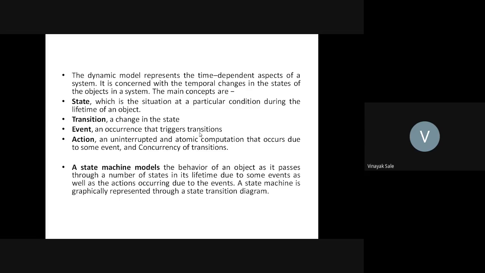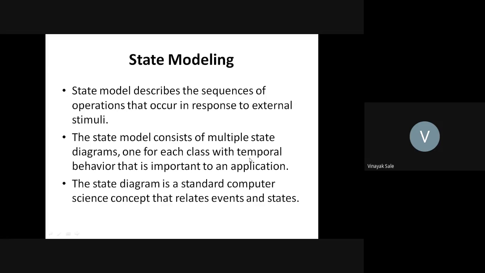So a state machine model is the behavior of an object as it passes through a number of states in its lifetime due to some events, as well as the actions according to the events. A state machine is graphically represented through the state transition diagram. Then state modeling describes the sequences of operations that occur in response to external stimuli.